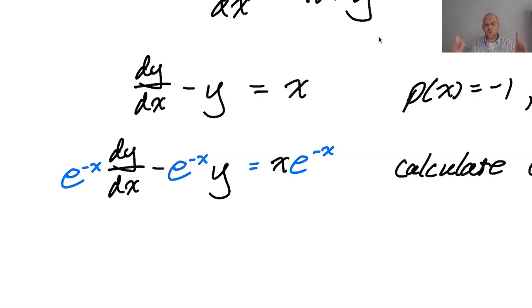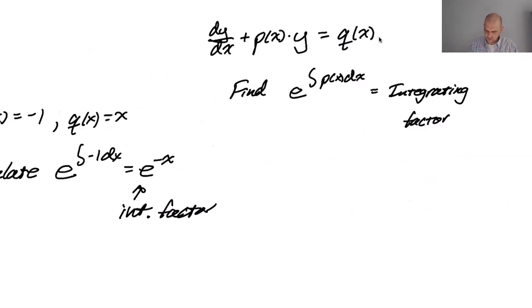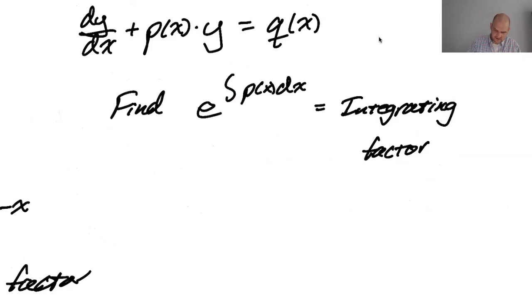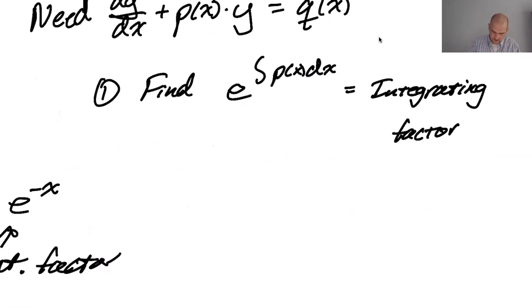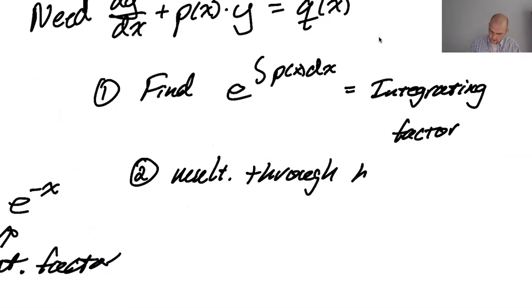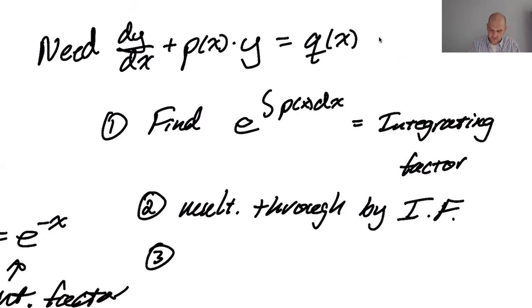Now, why did we do this? I don't know if I'm writing general rules over here. So this, we need this, right? Step 1, we're going to find that. Step 2, we're going to multiply through by, let's abbreviate it as IF, the integrating factor. Okay, after we do that, step 3, this is the mind-boggling part, but it's got to look like this. We need this to be true.